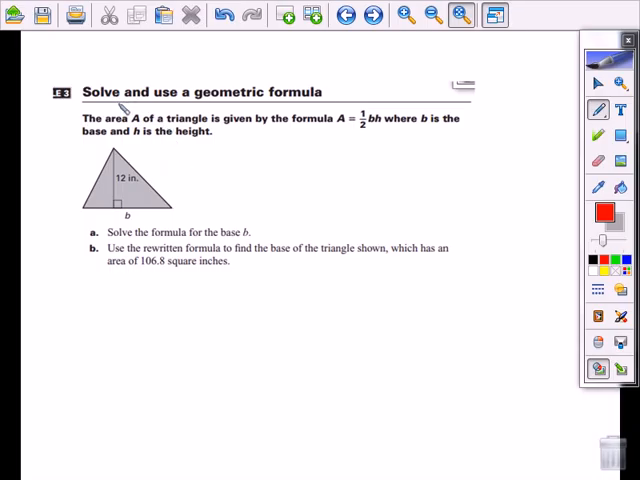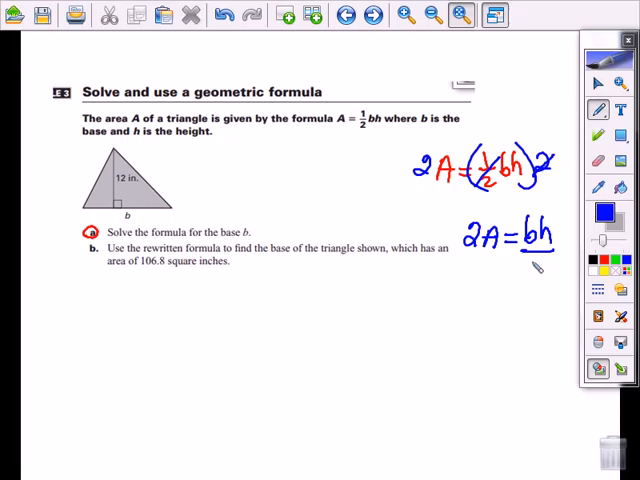Okay, last one. Solve and use a geometric formula. Here's the area formula for a triangle. Area equals a half times base times height. And here they're telling us that the height is 12 inches. The first thing they want us to do is solve the actual formula for the base, because we're looking for the base. So I have area equals a half times base times height. I'm going to multiply both sides by 2 because that will eliminate the half. So 2a equals bh. I'm solving this for the base, so I need to divide by the height. So 2 times the area divided by the height is equal to the base.